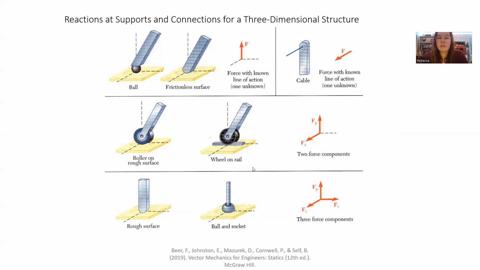A roller on a rough surface or a wheel on a rail. So this would be like a ball that is able to rotate in any direction. These are wheels that are constrained to only rotate on one axis, and so it will constrain motion on the other 2 axes. We do still have rotation here, so we can still get that rotational element.